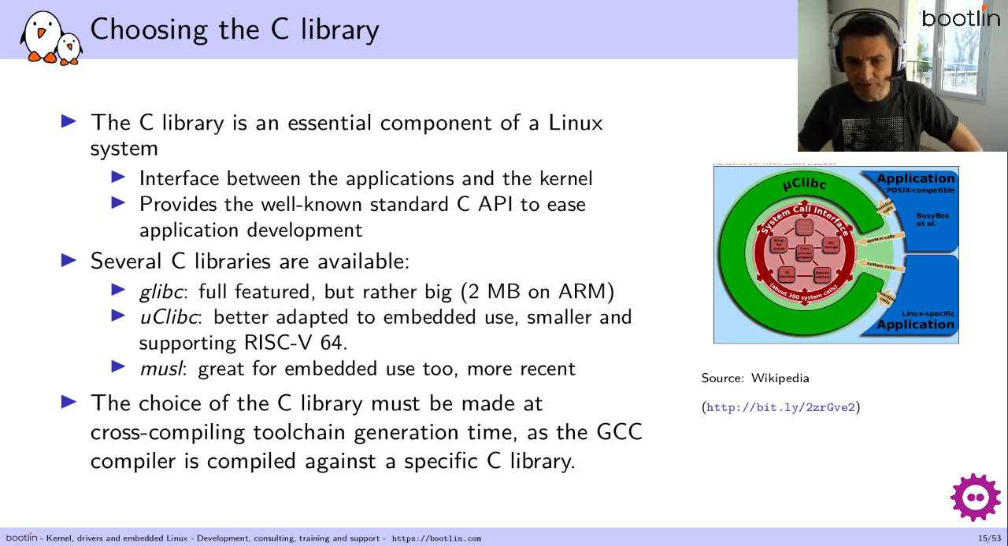which is better adapted to embedded use because it can be made smaller and it supports RISC-V64 as well. You also have the musl library, which is great for embedded use and is a bit more recent and has a different, more permissive license than uclibc. So what happens is that the choice of the C library must be made at cross-compiling toolchain generation time, as the GCC compiler will be compiled against a specific library.